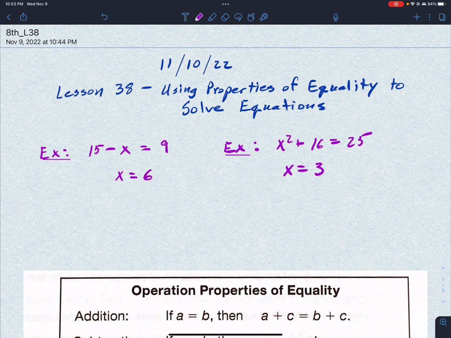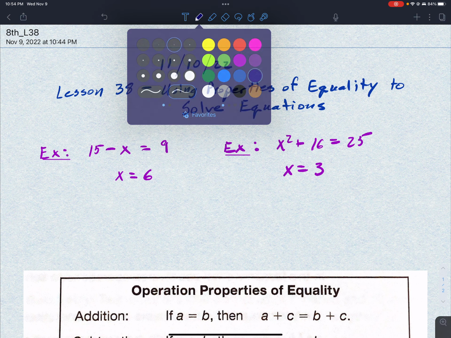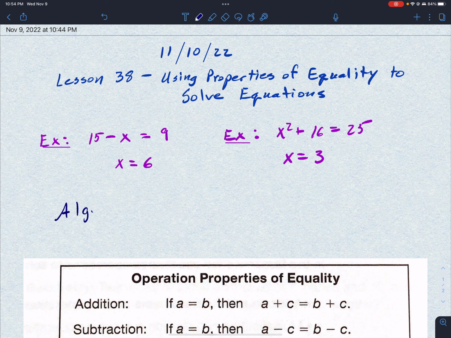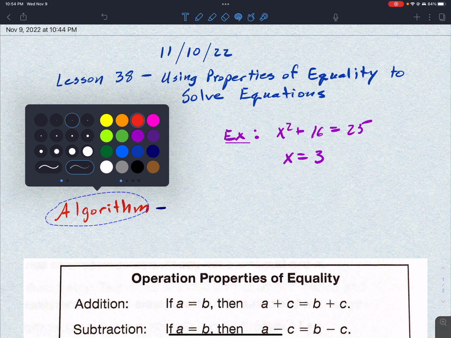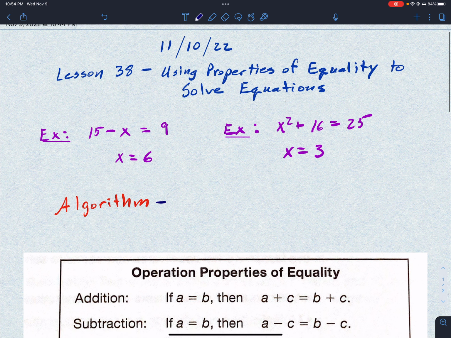All right, so they were just mental math problems, and they were fairly basic. But the truth is, the best way to solve equations is not by using mental math. It's instead by using what we call an algorithm. And an algorithm is a process. I'm going to make that red so that we can use it as a definition word. This is a process for finding a solution.